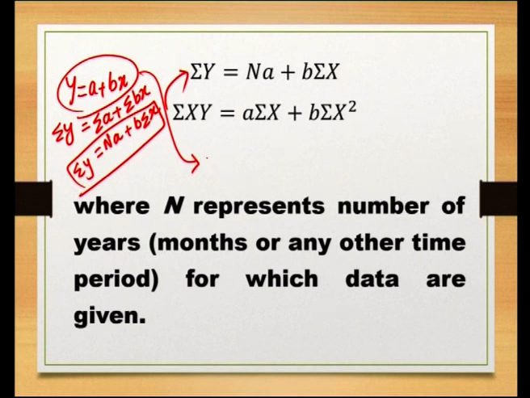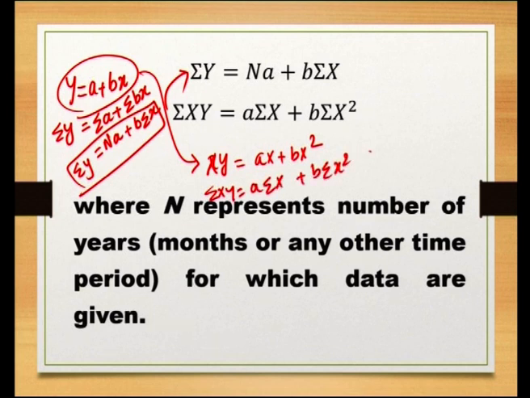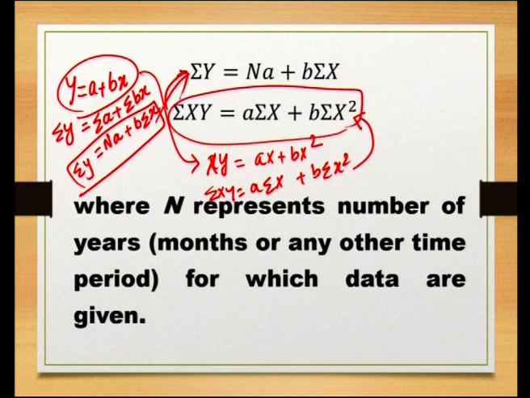Multiply it with x, it becomes xy is equal to a into x plus b into x square. Now, take summation: summation xy is equal to a into summation x plus b into summation x square. We get the first equation like this and the second one by multiplying with x on both sides and then taking summation.